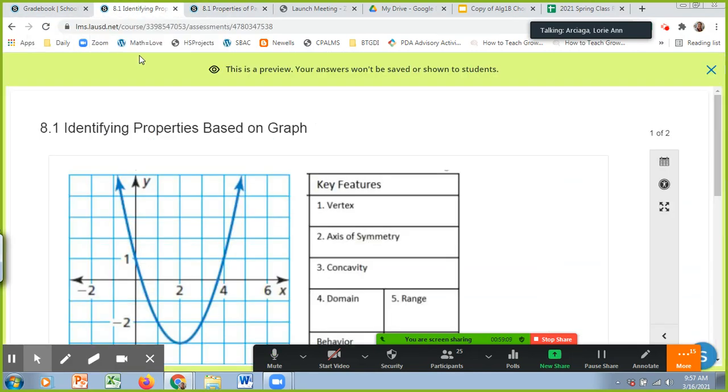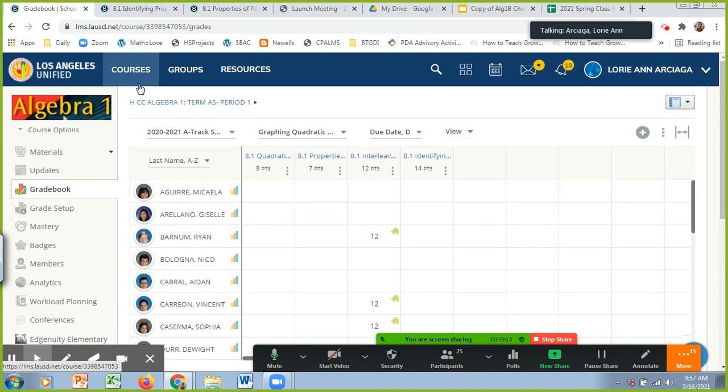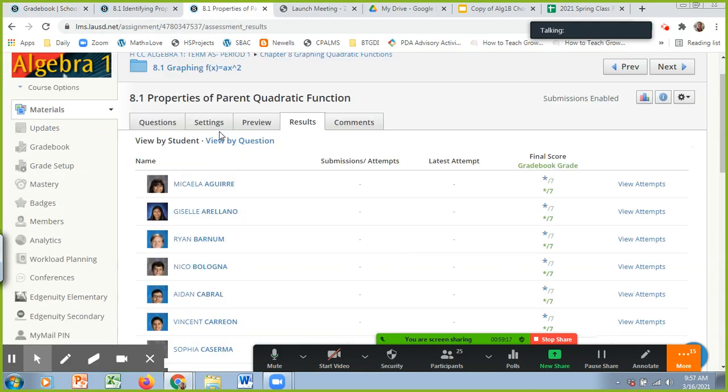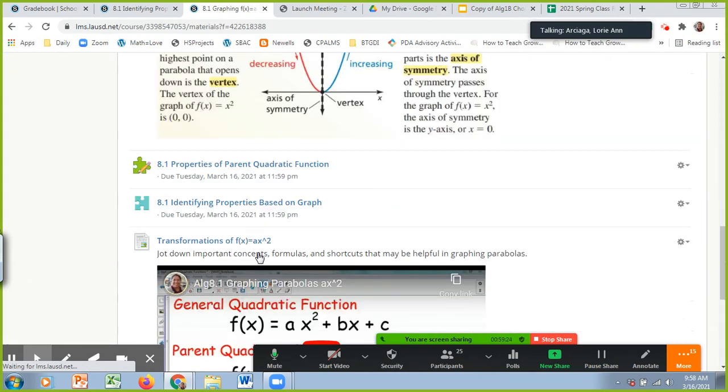All right. So if you could please go back to your 8.1 folder. For your homework, I'm going to show you where your homework is at. You guys will see identifying properties based on graphs. It's the one with the blue icon. You see this, right? Okay, so you will do this for homework.